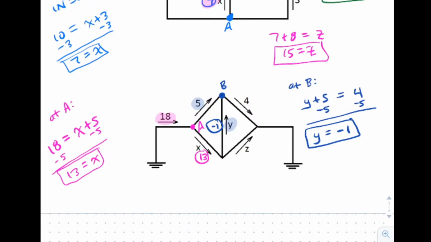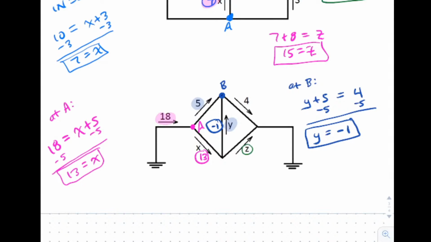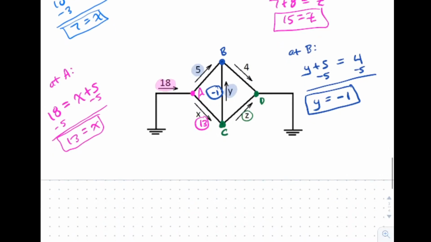Now, I want to get Z. So to get Z, I have to come either to this junction or to this junction. Either way, it should get you the same answer. So I'm going to call this junction C, and I'm going to call this junction D. I'm going to do this at both junctions just so you can see what happens. If I go to junction C, you have to use the arrows the way they're drawn. What goes in must go out.